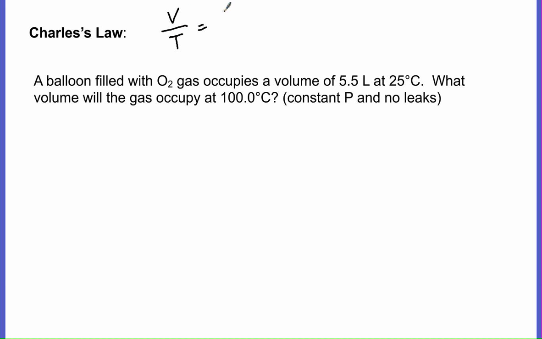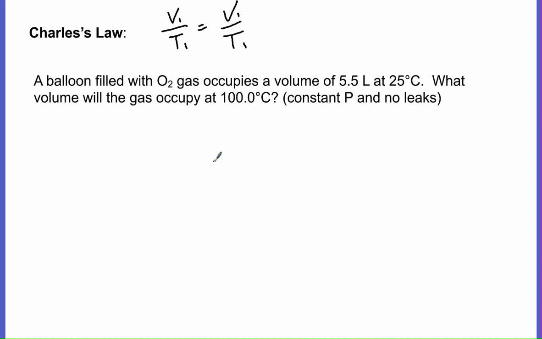But volume and temperature, unlike Boyle's law, where volume and pressure were inversely proportional, volume and temperature are directly proportional. So if one gets bigger, the other one also gets bigger, right? And vice versa. If one gets smaller, the other one gets smaller.